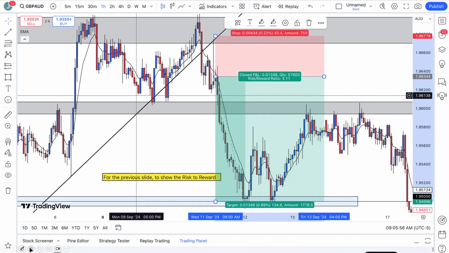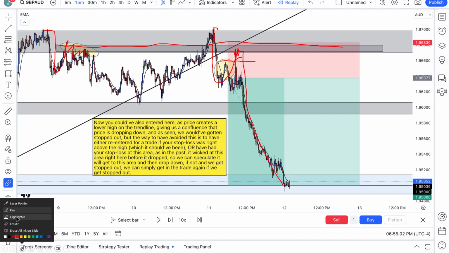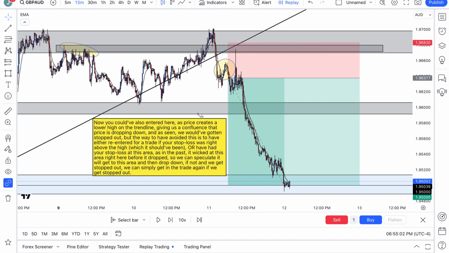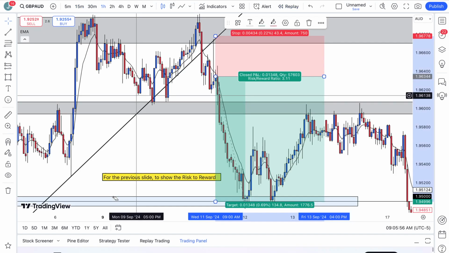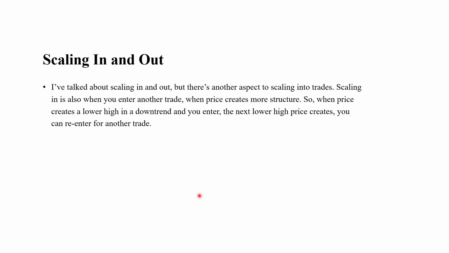Showing the risk to reward. So scaling in and out. I've talked about scaling in and out, but there's another aspect to scaling into trades. Scaling in is when you enter another trade when price creates more structure. So when price creates a lower high in a downtrend, you enter, and the next lower high price creates, you can re-enter for another trade.